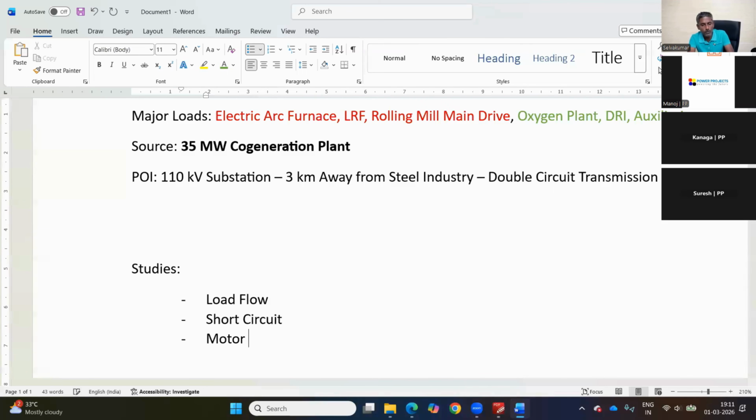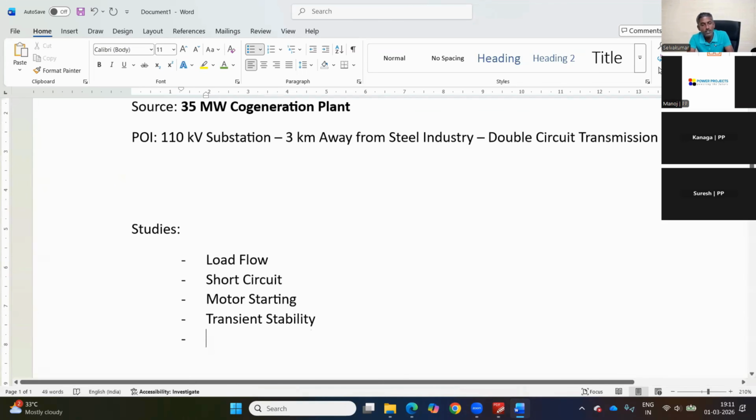You need to perform motor starting. Obviously, you have a rolling mill motor and the oxygen plant. You have motors, so you need to do a motor acceleration study. Definitely, you need to do a transient stability study. You need to check when there is a fault in the 33 kV system, 11 kV system, or 110 kV system, with respect to the infinite bus, whether these generators are able to maintain synchronism with the grid, which you definitely need to look at.